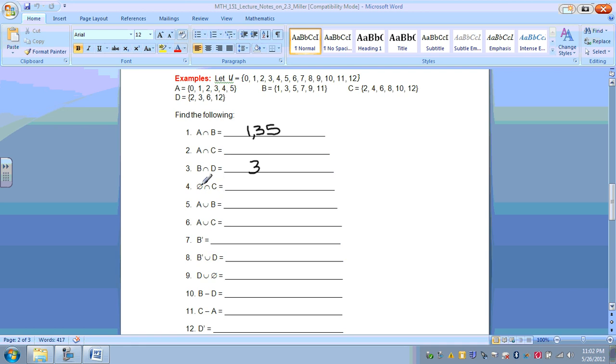If we look at the intersection between the null set and C, well, the null set doesn't have anything in it, and C does. So if we try to figure out what they have in common, they have nothing in common.